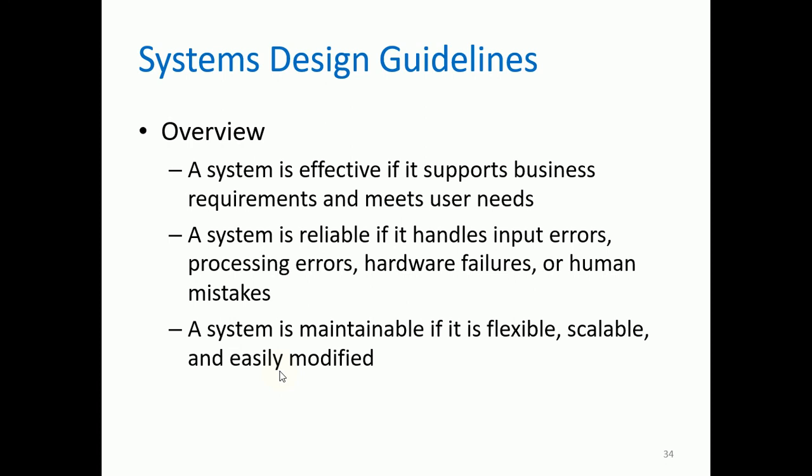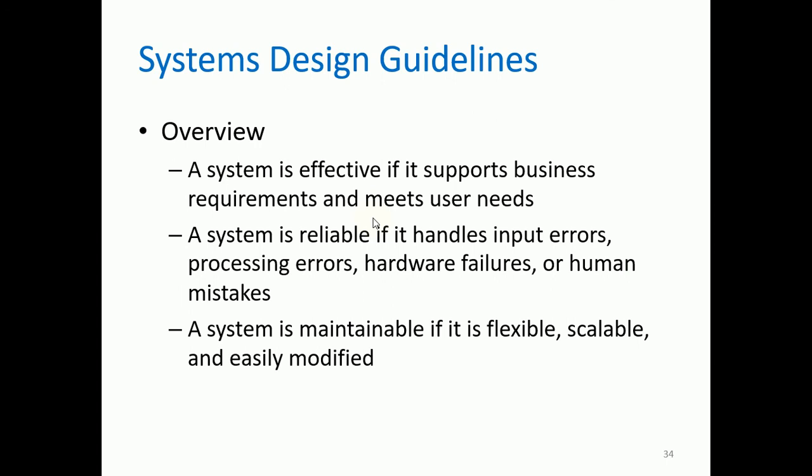But since chapter 7 is still included in the systems analysis phase, let's have an overview for the systems design, the next phase. So what is the overview for systems design? So a system is effective if it supports business requirements and meets user needs. Of course, if it solves the particular problem, and of course, it is meeting the needs of the users.